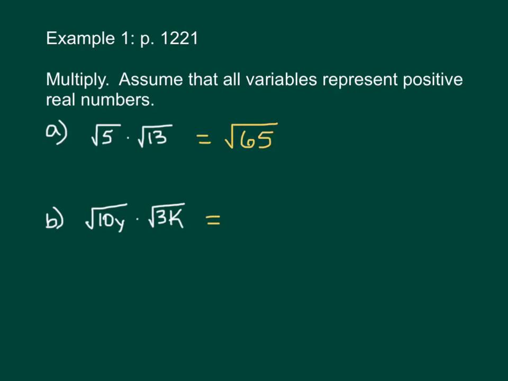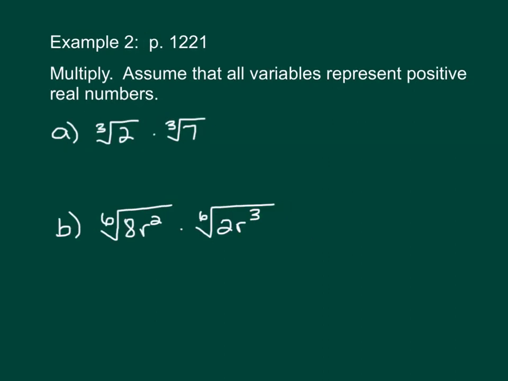b, the square root of 10y times the square root of 3k would be the square root of 10 times 3 is 30, and y times k is just yk. And it doesn't matter what order you put the variables in. Okay, example 2, we're still using the product rule.